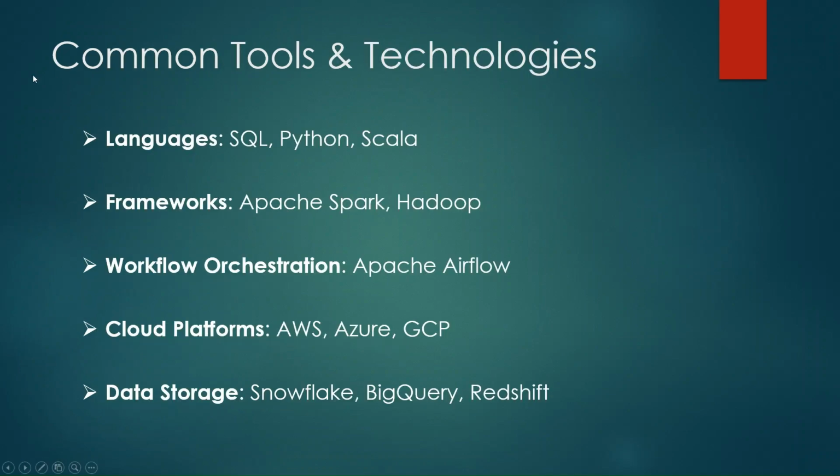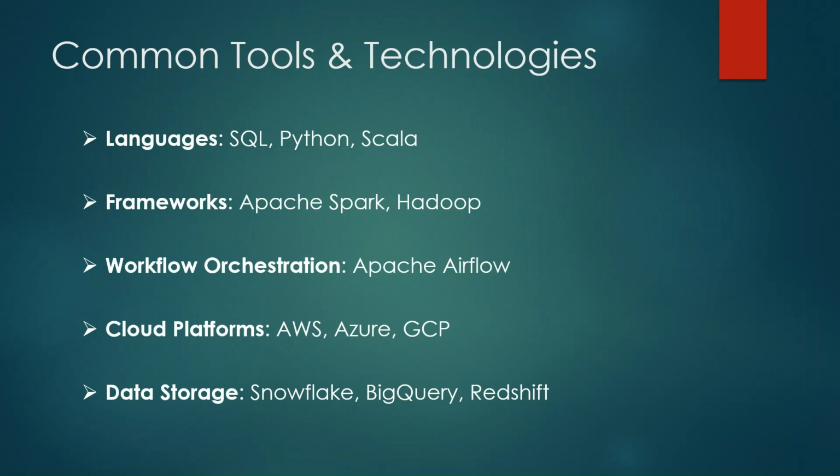Now let's understand what are all the common tools and technologies that a data engineer commonly uses. Coming to the languages, they use SQL for querying the data, they use Python for scripting and automation, or Scala, often used with Spark, that is also for scripting. There are big data frameworks like Apache Spark, which is fast for distributed data processing, and Hadoop also, which is a large scale storage and batch processing tool or framework, we can say.